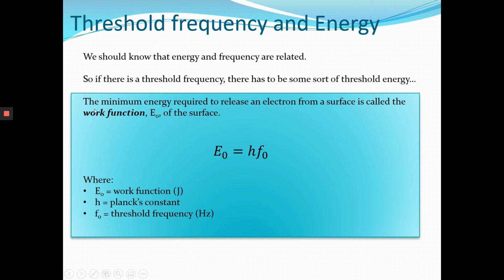So the minimum energy required to release an electron from a surface is called the work function, and it has this relationship. More or less exactly the same as E is equal to hf, but the work function is equal to h times the threshold frequency. So this is the minimum energy that a photon can have to release an electron from its atom, and this is the minimum frequency that a photon can have to release an electron from an atom.